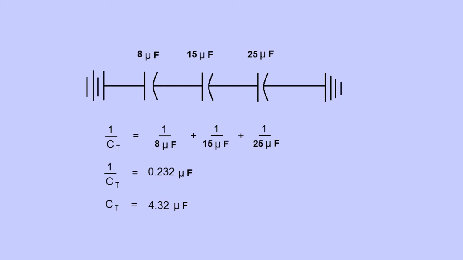Here we have a simple schematic with three capacitors in series. The symbol mu means micro, or 1 times 10 to the negative 6. Therefore, 8 mu farads equals 8 times 10 to the negative 6 farads. Remember, capacitors in series sum like resistances in parallel. The total capacitance of this circuit is therefore 4.32 mu farads, or 4.32 times 10 to the negative 6 farads.